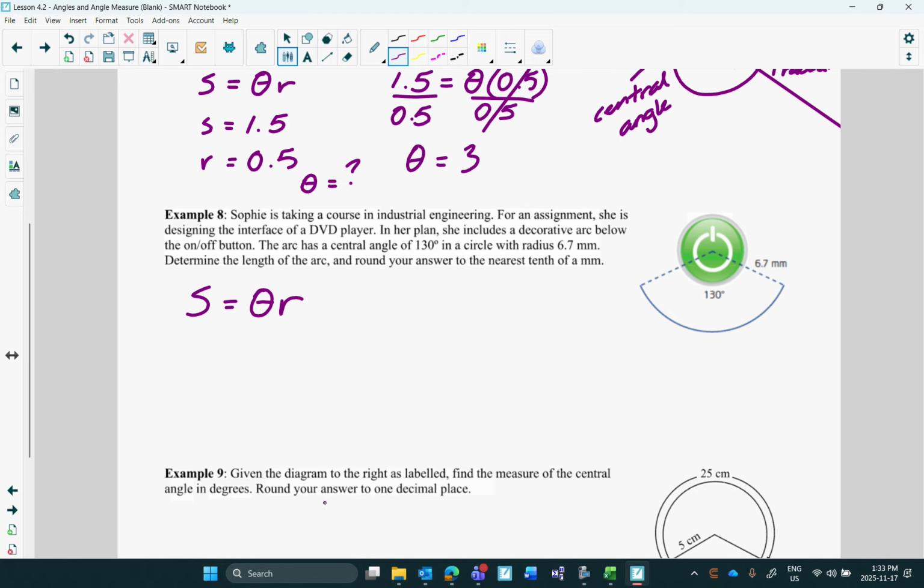What do we know? Do we know S? S is unknown. This is what we're trying to find. The angle is 130 degrees, but it has to go to radians. R is 6.7 millimeters. That's correct. But remember, I can't use this formula until it's in radians. How do I convert 130 degrees to radians? Times pi over 180.